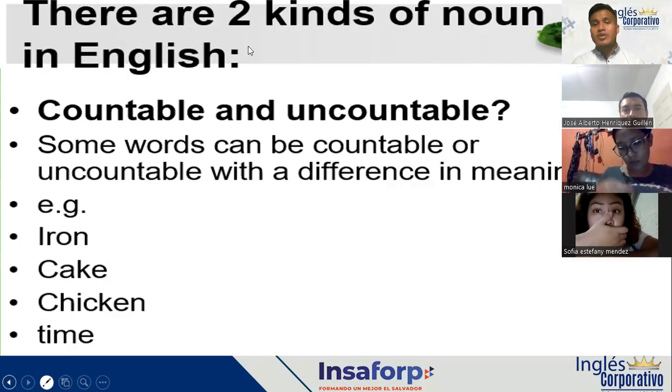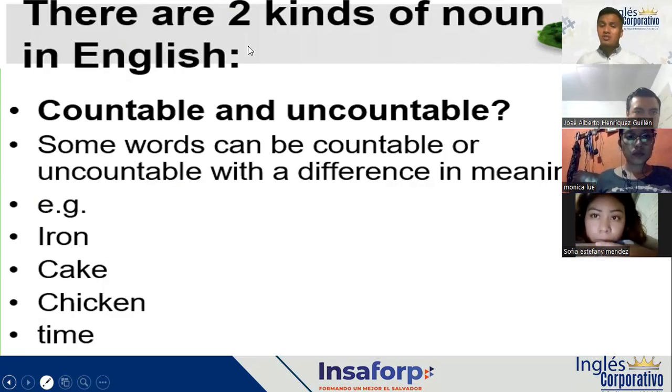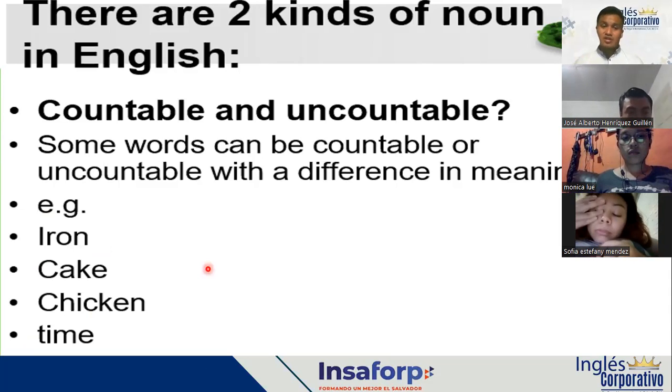So in English, it says that we have two types of nouns. We have countable and uncountable nouns. But it's also important to know that some words can be countable and uncountable. I mean, what does it mean? It means that some words can be used in both cases, en ambos casos. We have some examples right here. We have iron, cake, chicken, and time. These words can be used either as countable or uncountable. They can have both.